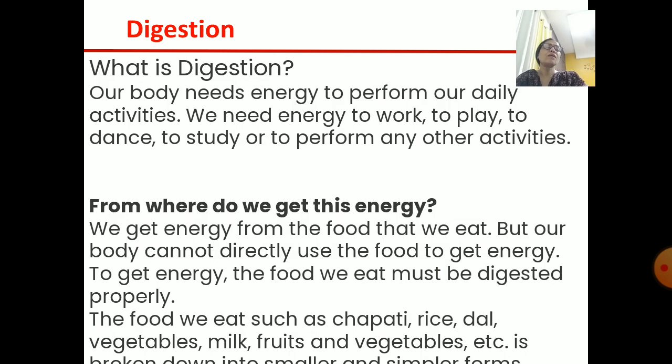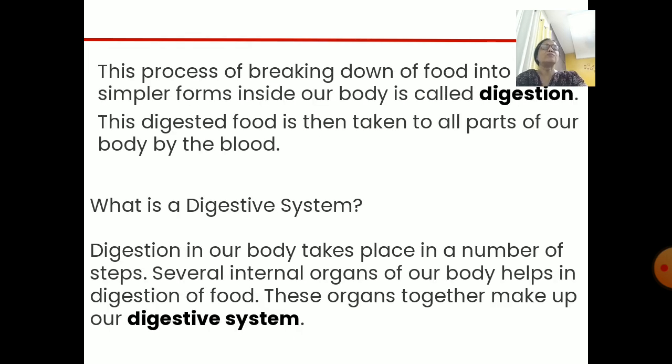So let us start. So what is digestion? Our body needs energy to perform all our daily activities, right? We need energy to do all the work, even to play, to study, everything. Now to get this energy we eat food, right? But our body cannot directly use the food to get this energy. That has to be digested. The food that we eat like rice, chapati, dal, whatever food we eat, should be digested, then only we get the energy. So the food should be broken down into simple form. When it is broken down into simple form, that process is called digestion, right? So you can say the process of breaking down of food into simple form inside our body is called digestion.